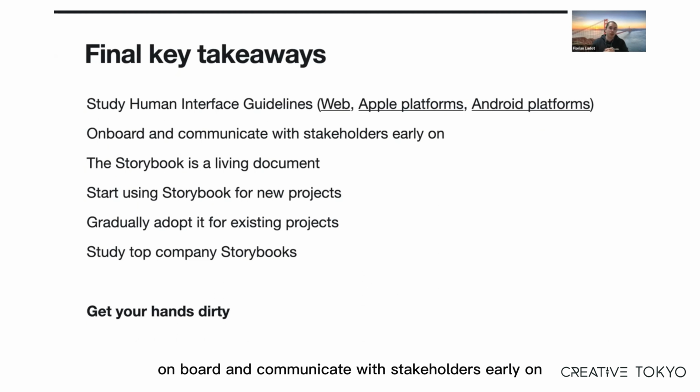Onboard and communicate with stakeholders early on and throughout the whole project. Storybook is a living document, so you might start very small with one component, but it will grow and have many components, molecules, and even pages if it suits the project. The goal of this project is for you to think that, okay, Storybook is great, and for every new project you should start using it, and it will definitely pay dividends. Or if you already have an existing project, you can start gradually adopting it, starting with one component and then covering all of them in some time.